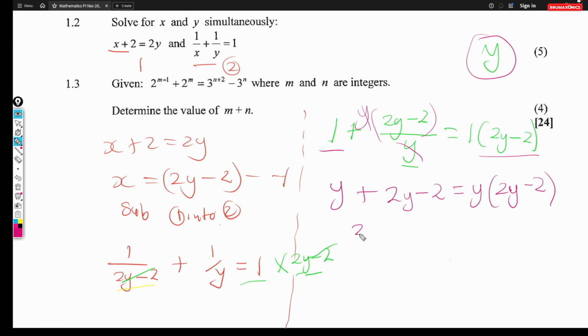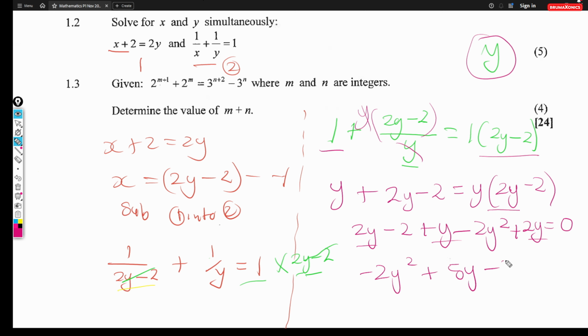So now we have our 2y minus 2, and then plus y. This side we have 2y squared, and then we take it to the other side, minus 2y squared, and this one will be negative 2y, and this side will be positive 2y, which equals 0. Then we add them up: 2y plus this will give us a 5. So minus 2y squared, then plus 5y minus 2 is equal to 0.